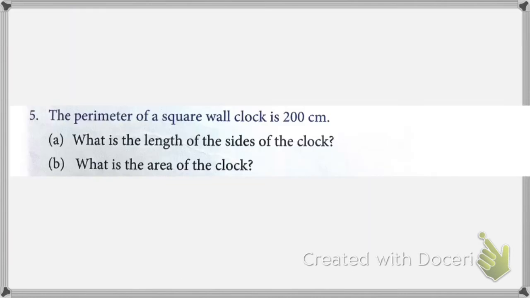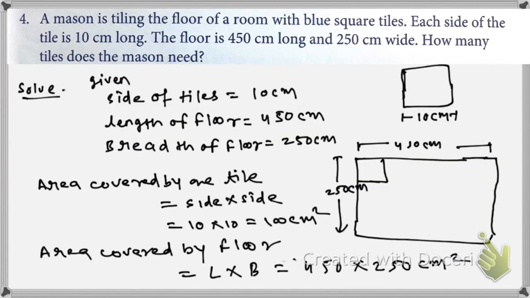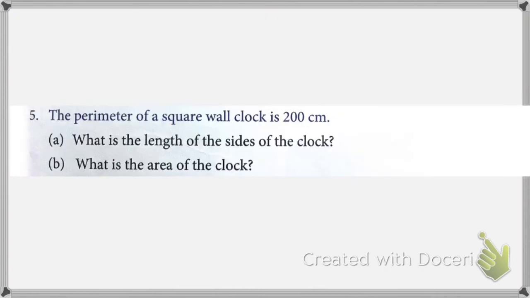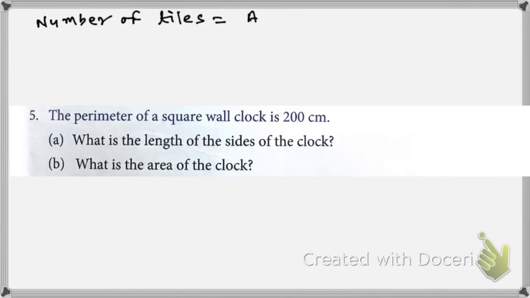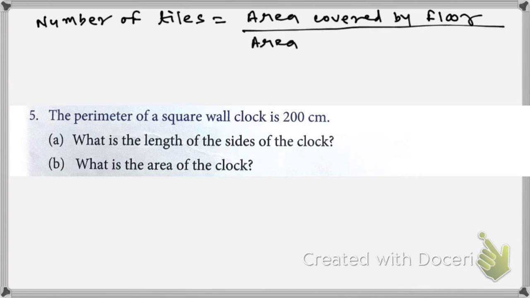Now, so if we divide, if we have to find out the number of tiles, what we can do is we can divide the area covered by floor divided by the area covered by one tile.